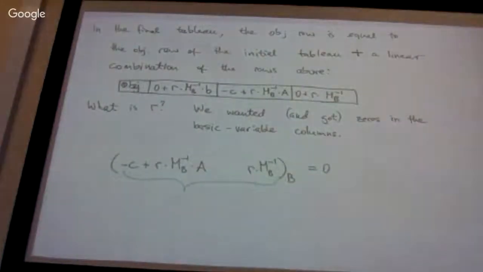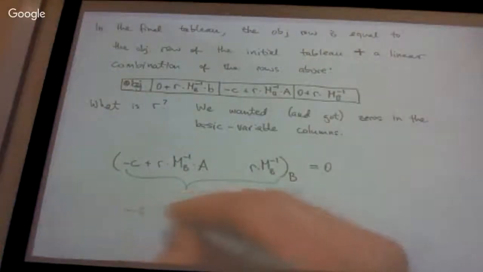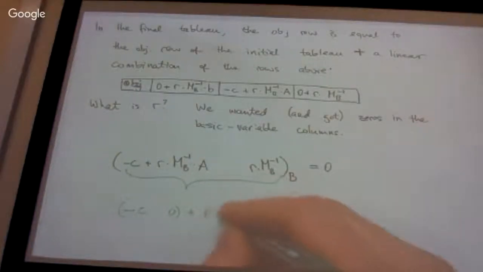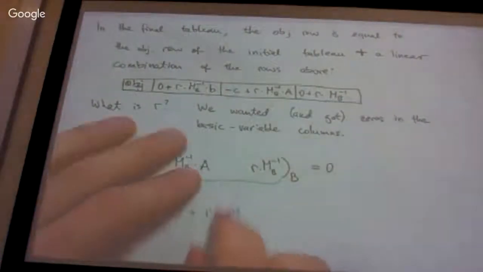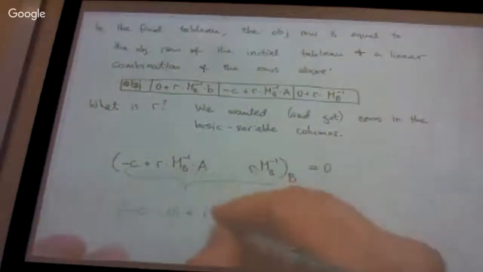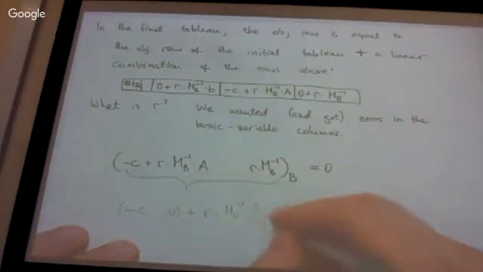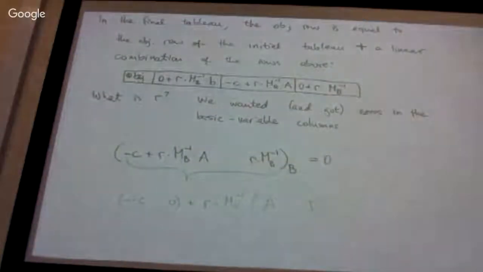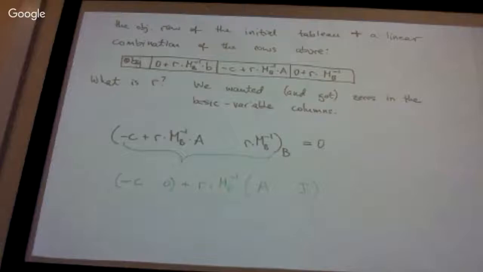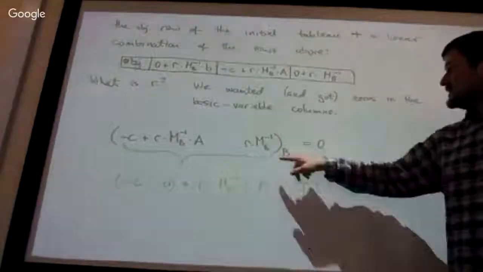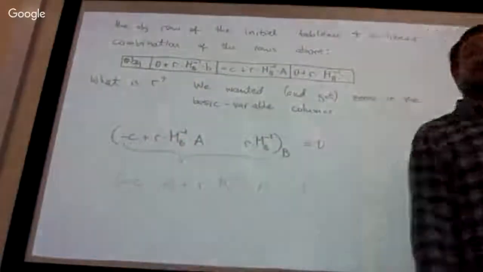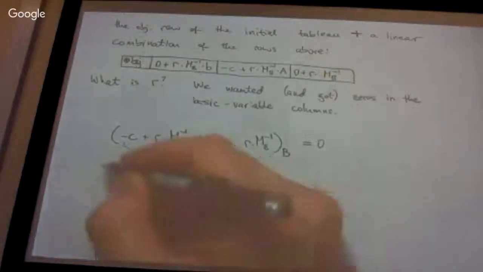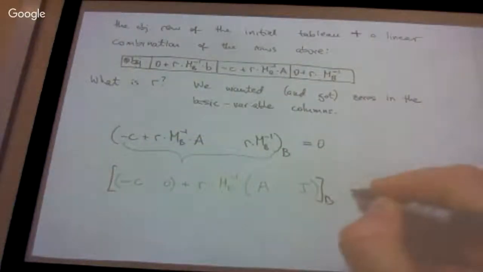This bit in the middle is minus C0. Well, that's exactly how we got it, plus R times, sorry, no, R times MB inverse times A identity. Okay, because that's what it is. So this times the identity, you get this, and if you do this times A, you get this, and if you add zeros, you get this. Except we're only looking at the basic columns of this, we get 0.